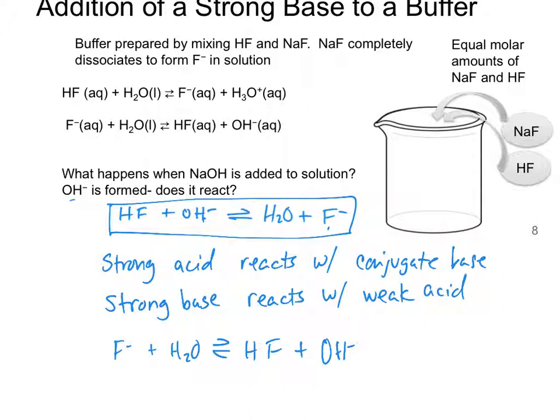So one of the things about buffers that's really unique is that it resists a change in pH. And this is why, because when we add a strong acid or a strong base, let's just talk about the strong base for right now. We add the strong base, it reacts with the weak acid and forms the conjugate base. But that conjugate base is going to re-equilibrate with water and reform some amount of HF. Okay? So this is part of the reason why buffers are so good at resisting a change in pH.